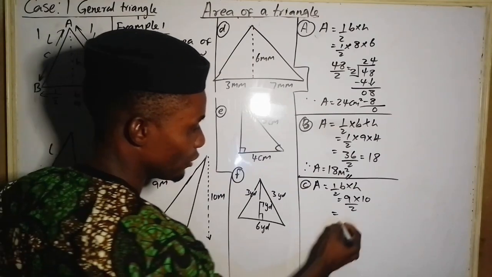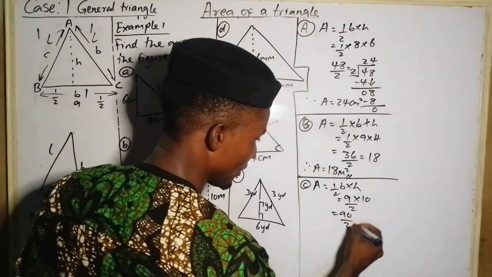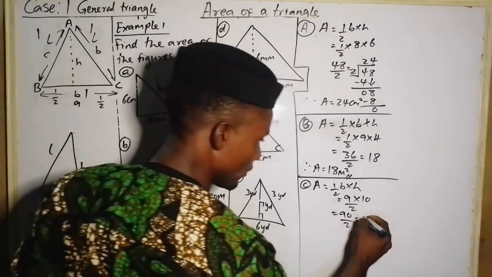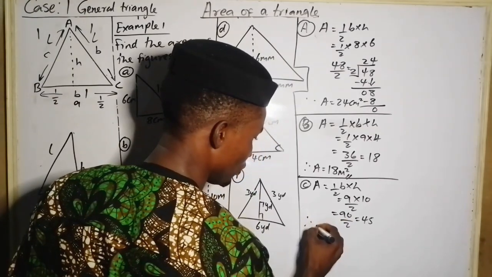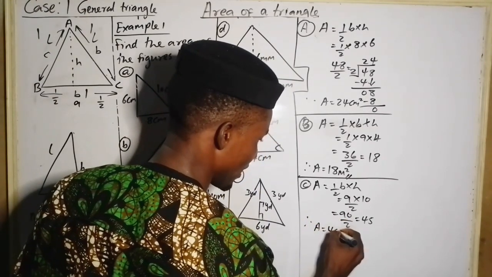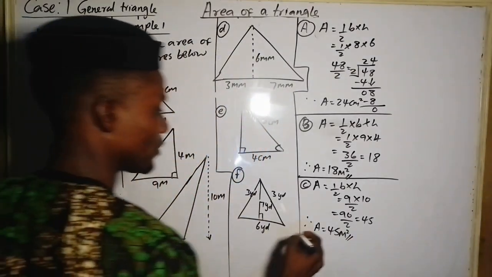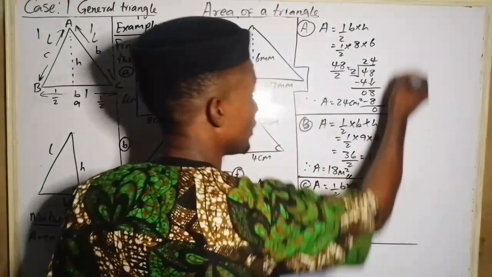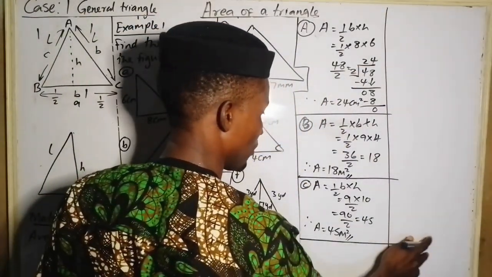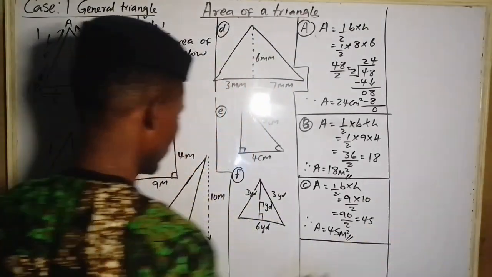So 9 times 10 is going to give us what? 90 divided by 2. 90 divided by 2 is going to give you what? 45. Therefore, your area equals 45, your unit is meter square as well. 45 meter square. Now let's solve for the next question.